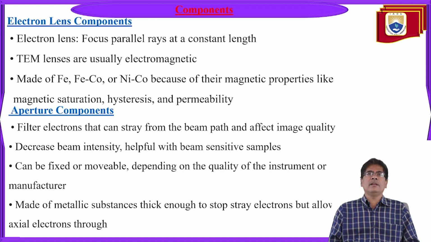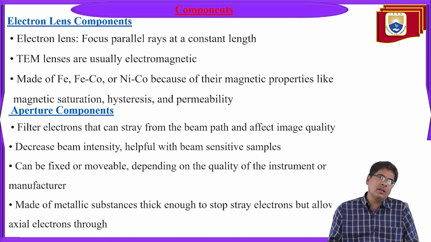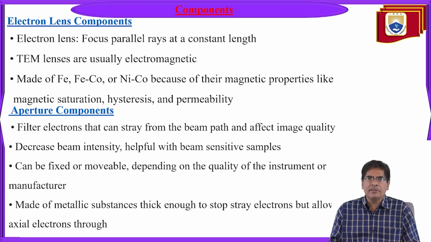In the electron lens components, the lenses focus parallel rays at a constant length. TEM lenses are usually electromagnetic lenses, which is why the optics are electromagnetic optics. These electron lens components are generally made of iron and alloys like iron cobalt and nickel cobalt because of their magnetic properties like magnetic saturation, hysteresis, and permeability.